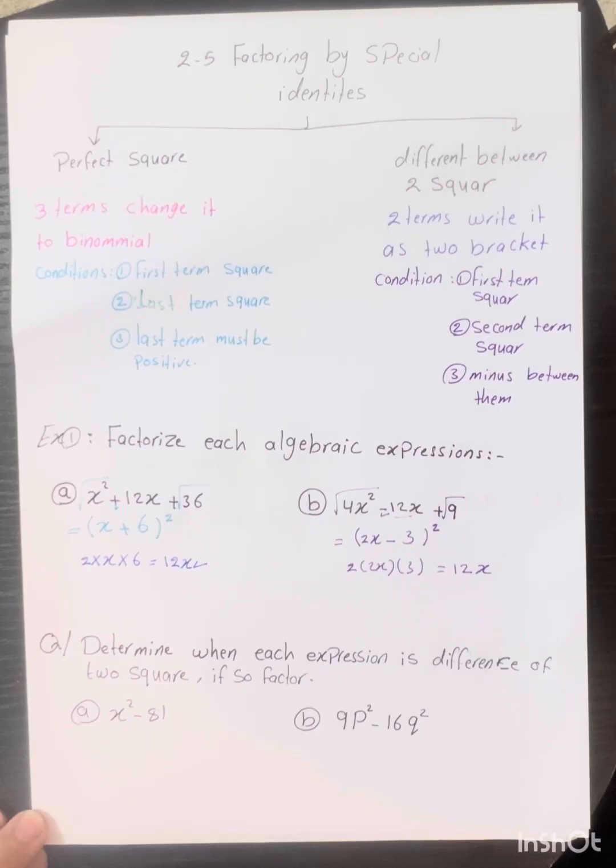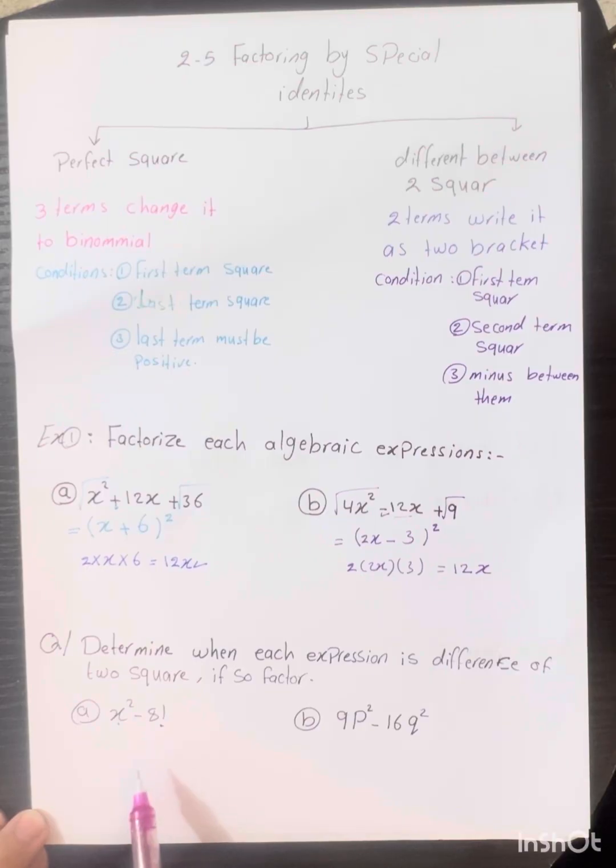The second way is difference of two squares. We have three conditions. The first term must be square. Look at this, x power of 2. The second term must be square. 81 is square, and there is a minus between them. Difference means minus. Again, we have 9p power of 2, it's square, minus between them, and 16q power of 2, also square.